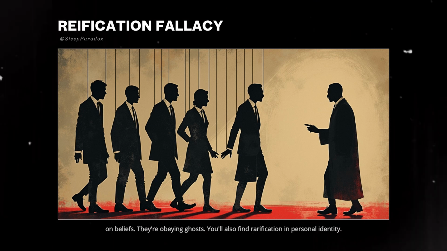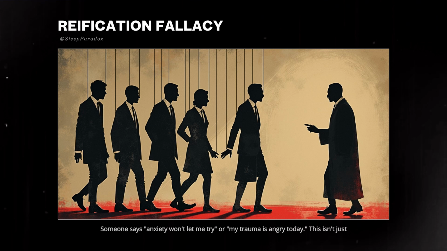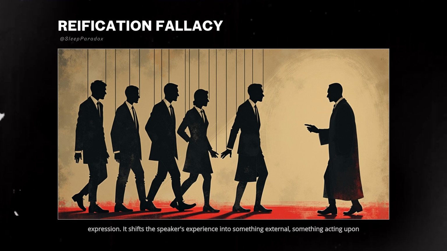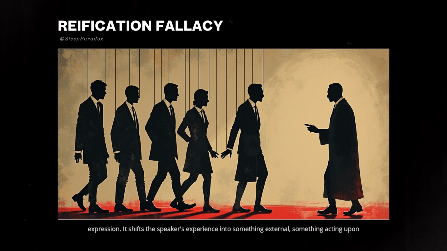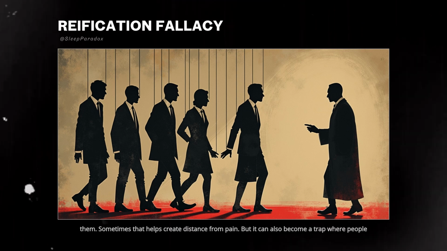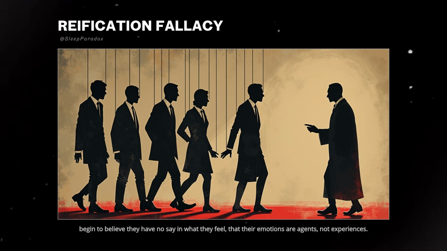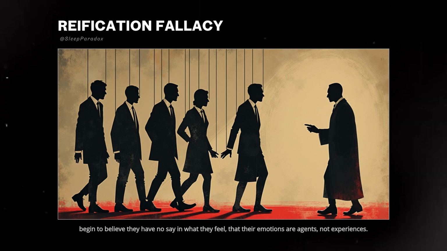You'll also find reification in personal identity. Someone says, "Anxiety won't let me try," or "My trauma is angry today." This isn't just expression. It shifts the speaker's experience into something external, something acting upon them. Sometimes that helps create distance from pain, but it can also become a trap, where people begin to believe they have no say in what they feel, that their emotions are agents, not experiences.